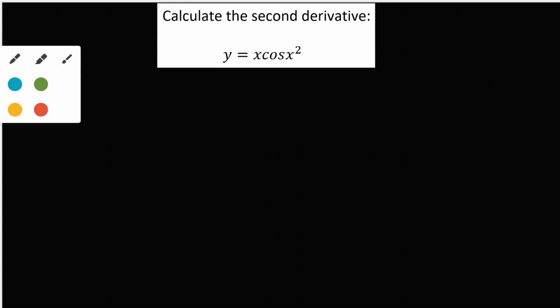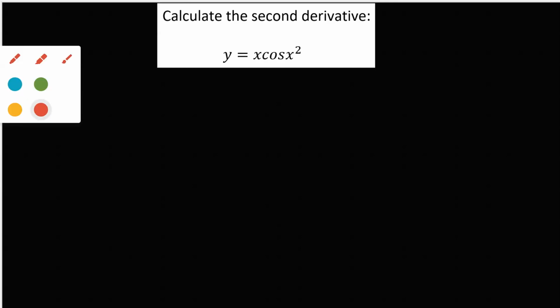The derivative of y is, we would have to apply the product rule because it consists of two factors, x and cosine of x squared. So the product rule will apply here when we're taking the first derivative. The derivative of the first part, which is 1, multiplied by the second, which is cosine of x squared, plus the derivative of the second.